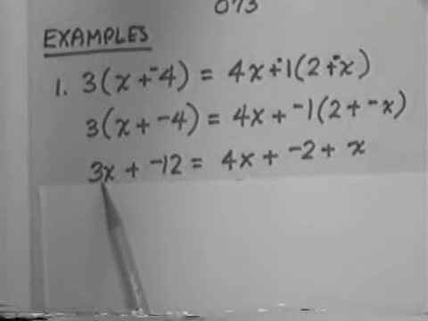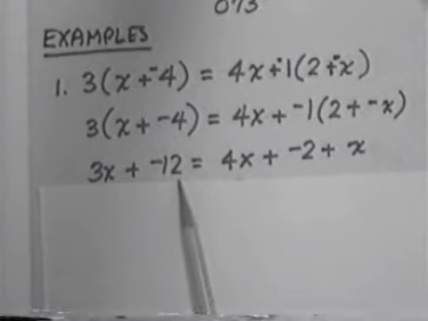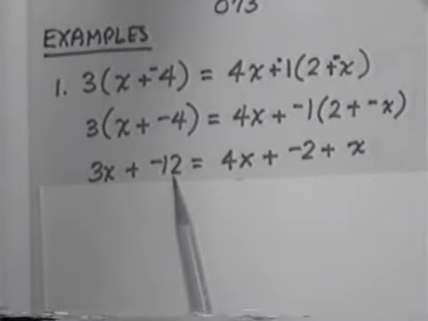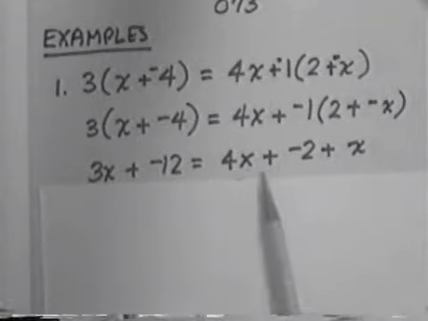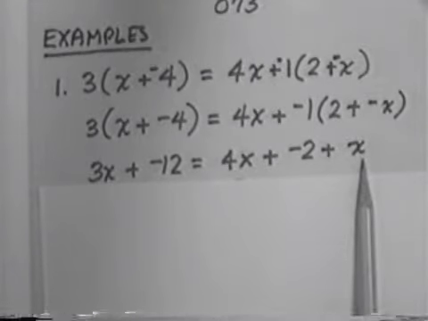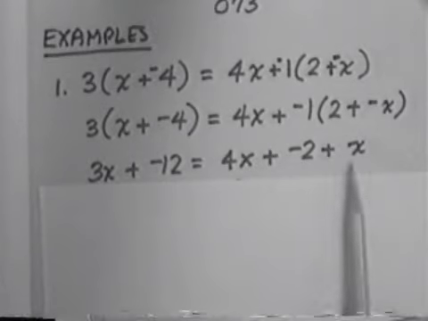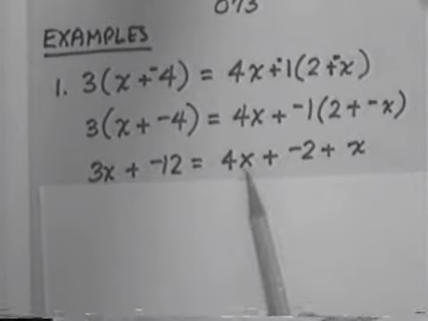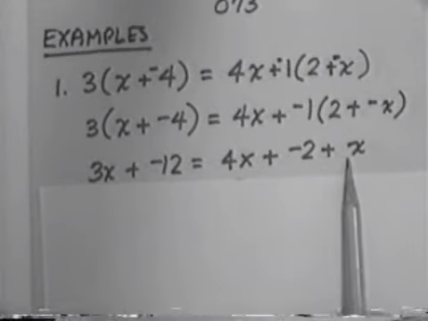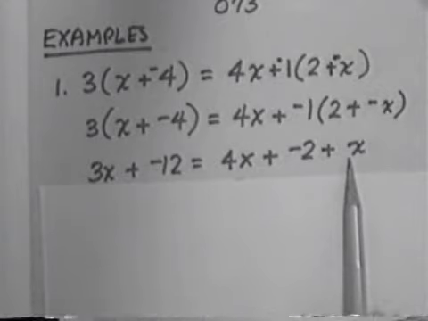On the left side, we have a variable term and a constant term. They're added. We cannot combine variable and constant terms. On the right side, we have variable term, constant term, and another variable term. The two variable terms can be combined. 4x plus x, understood 1x, is 5x. So the right-hand side can be simplified to 5x plus -2.